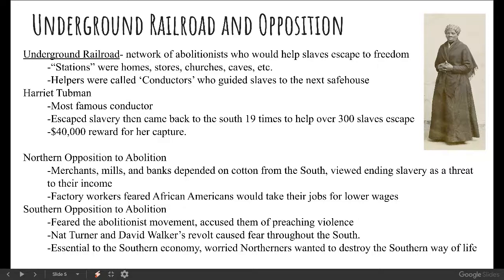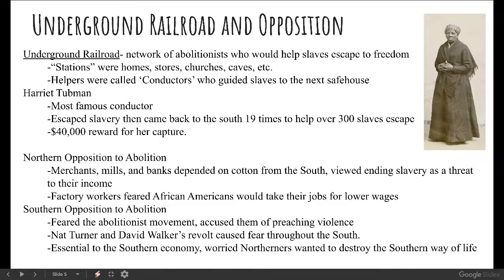A major part of the abolition movement was the Underground Railroad. This was not underground and not a railroad, but it's called that because it was a secret network of abolitionists who would help slaves escape to freedom. And so you would have different stations along this network.